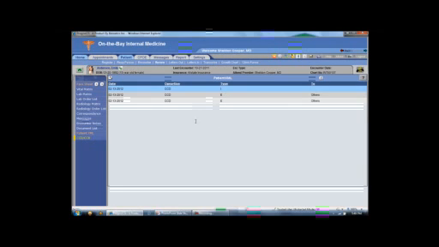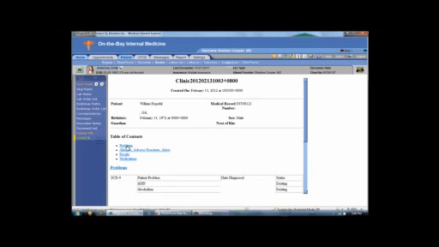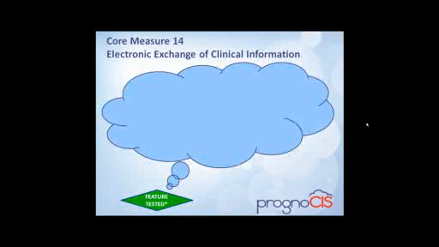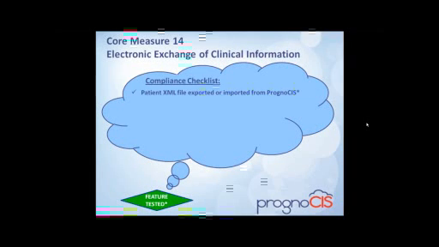And it's that simple. So then if I needed to view the data that I just imported, I can just double click the I, and it is going to have hyperlinks to take me to her problems and her allergies and her diagnostic results and her medications and so on. So I've now imported that clinical information into Prognosis. So by means of a compliance checklist with regards to Core Measure 14, the patient XML file can be exported or imported from Prognosis.